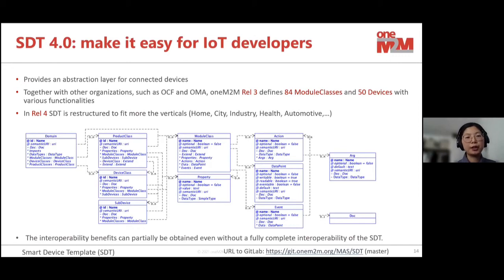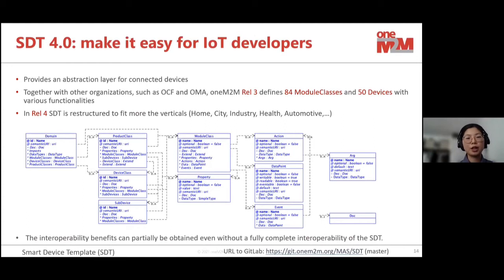Another feature in Release 4 is SDT 4.0. SDT is about smart device template. The main purpose of this subject is to make it easy for developers, because the smart device template provides an abstraction layer for connected devices. The main purpose is to create a basis for future interoperability.